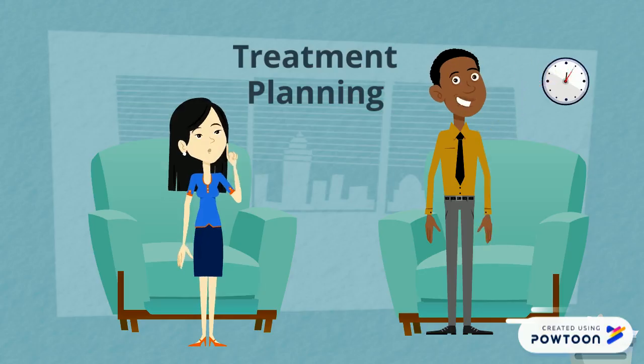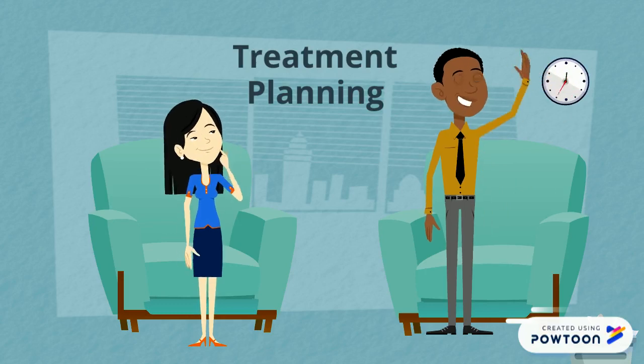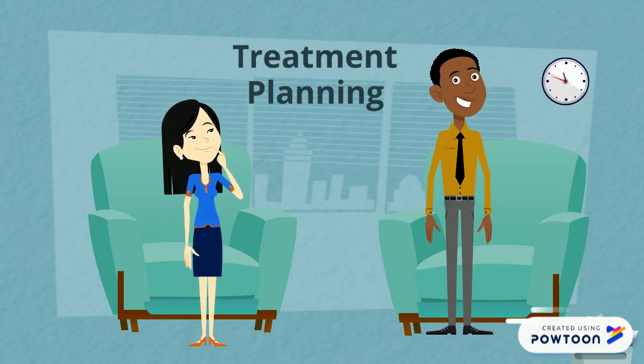There are many different methods for treatment planning. Treatment planning is detailed and specific lists of goals for each individual client. They usually highlight specific tasks that the clients must complete in order to accomplish said goal in the time frame that has been discussed between the client and the helper.